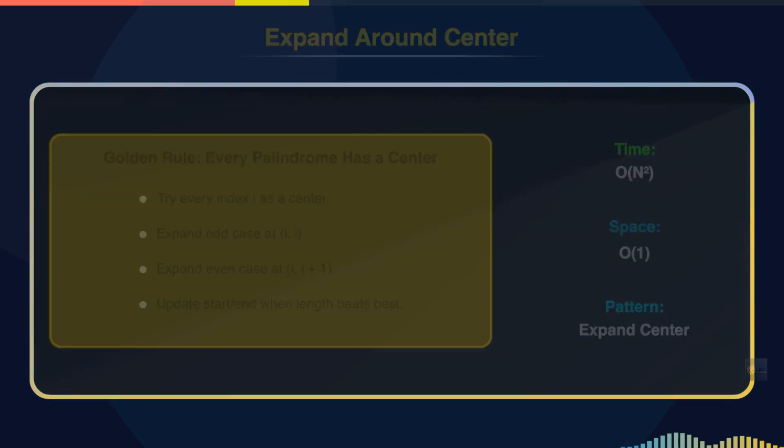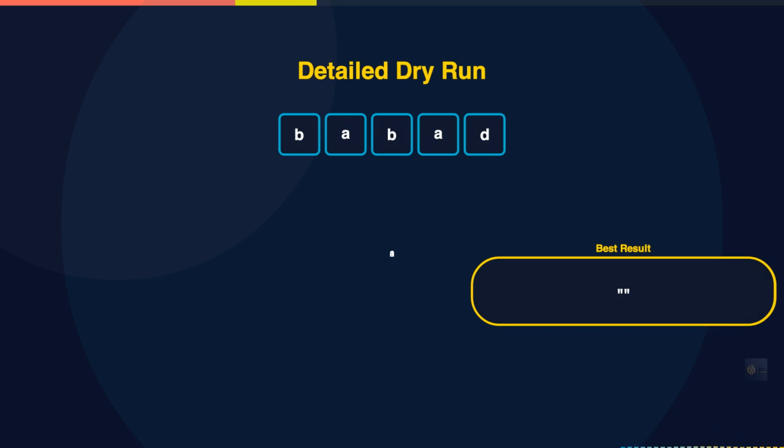Let us dive into the dry run. On screen, our input string is B, A, D. Our goal is to find the longest mirror substring. We keep a tracker for start, end, and the current best length. We begin at center index 1, the letter A, odd case. Left and right both sit on A. They match, so we expand outward.